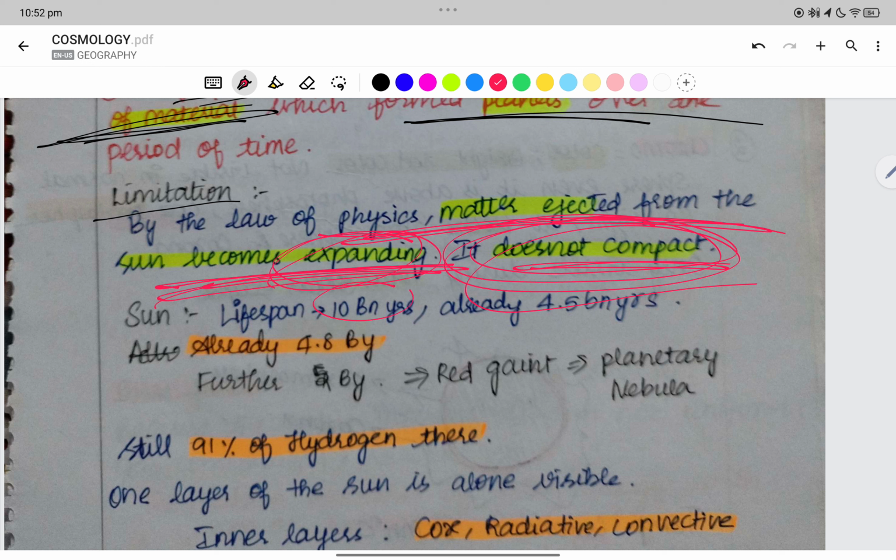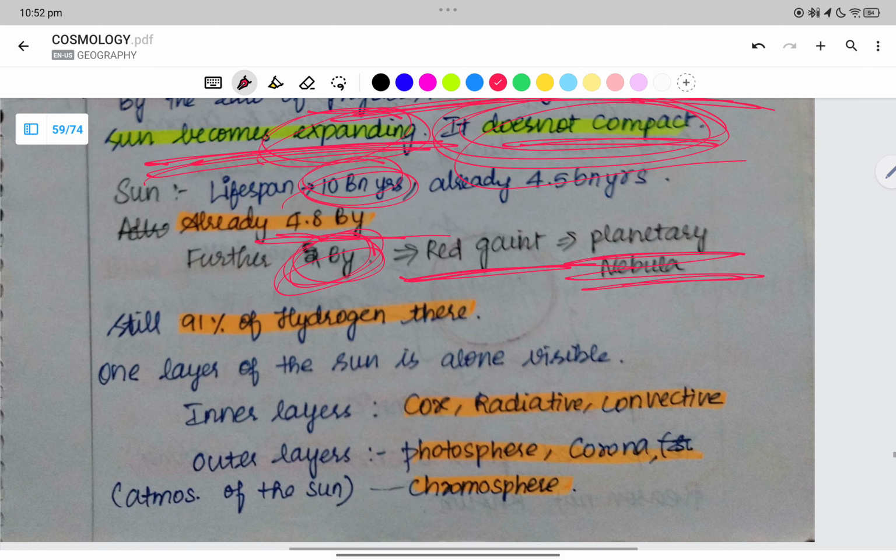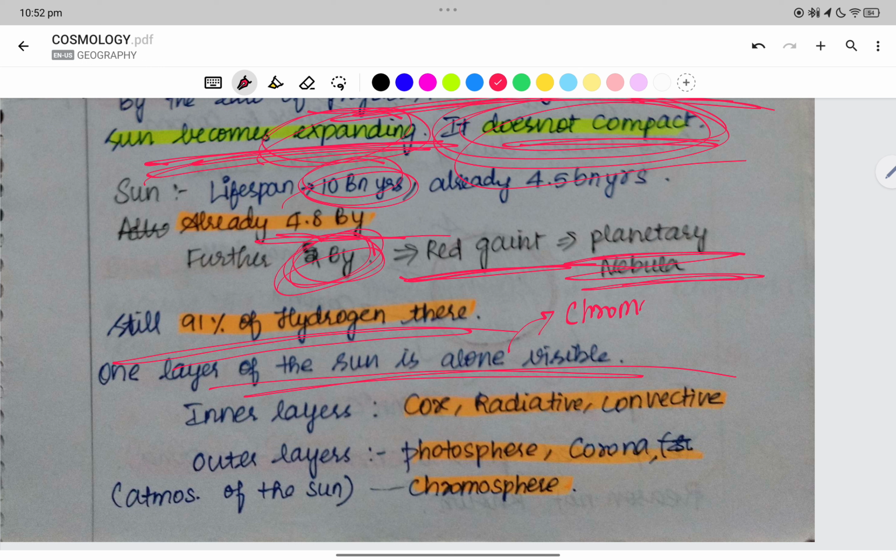The lifespan of the sun is 10 billion years. Already 4.8 billion years are over. Further, in 5 billion years, we will see the red giant and then the planetary nebula, right? Still 91% of the hydrogen is present. One layer of the sun alone is visible. The visible layer is what we call the chromosphere.